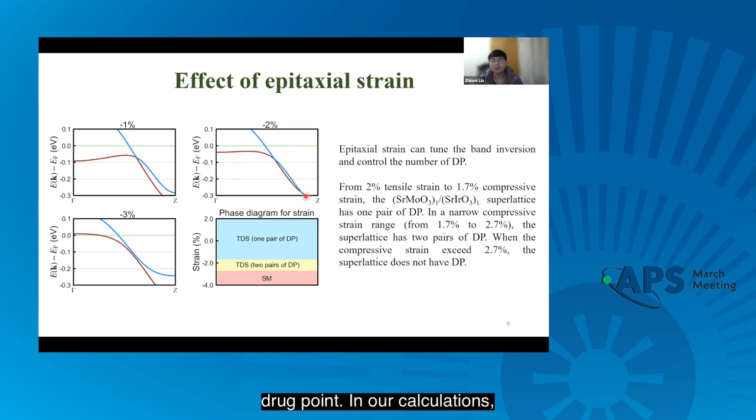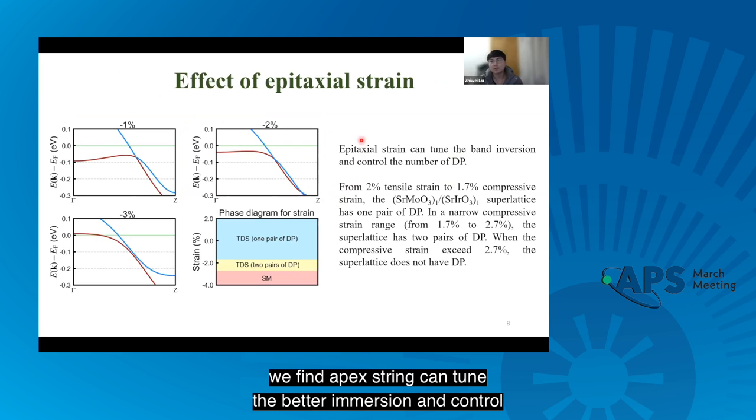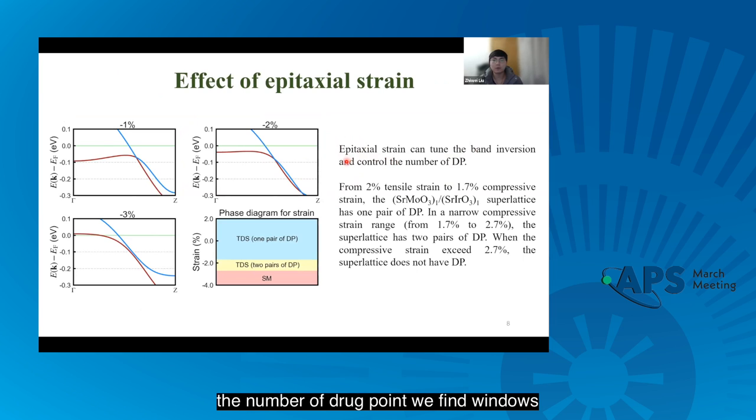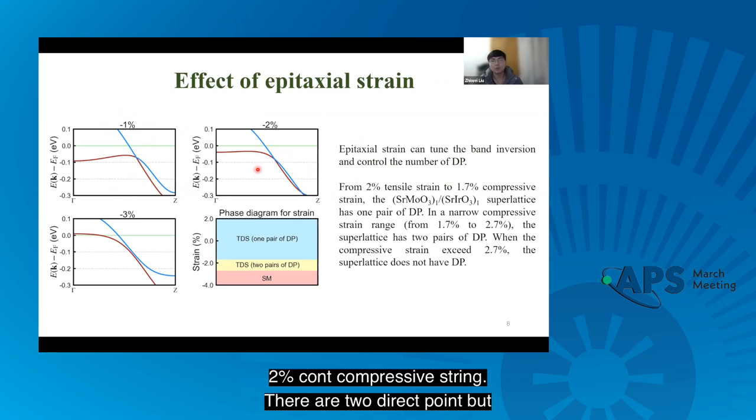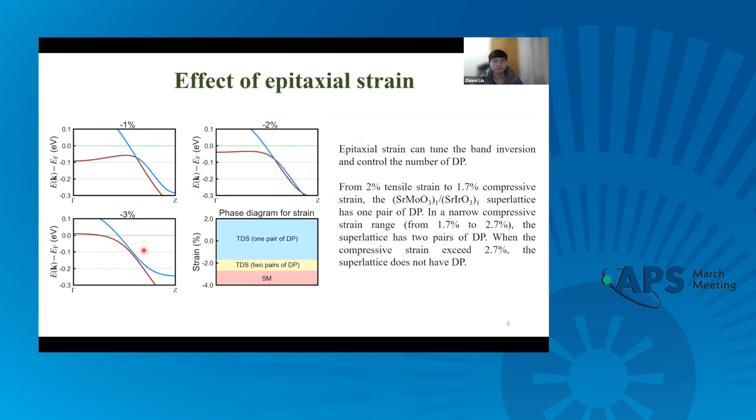In our calculations, we find the epitaxial strain can tune the band inversion and control the number of Dirac points. We find when the superlattice is under 1% compressive strain, there is one Dirac point. When the superlattice is under 2% compressive strain, there are two Dirac points. But when the superlattice is under 3% compressive strain, there are no Dirac points.